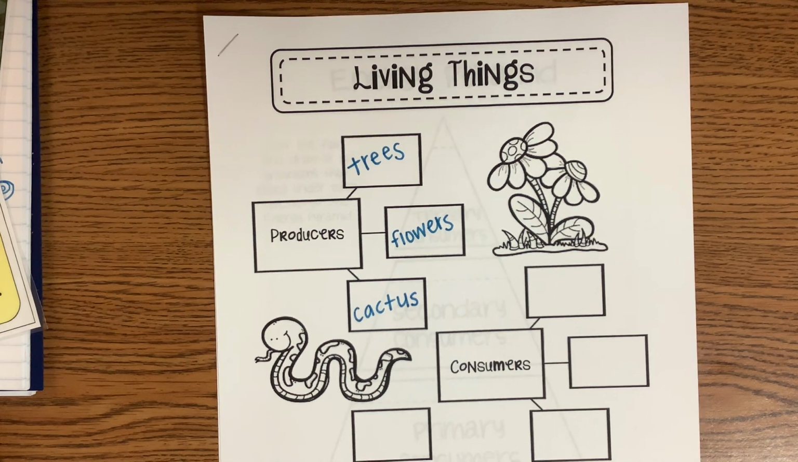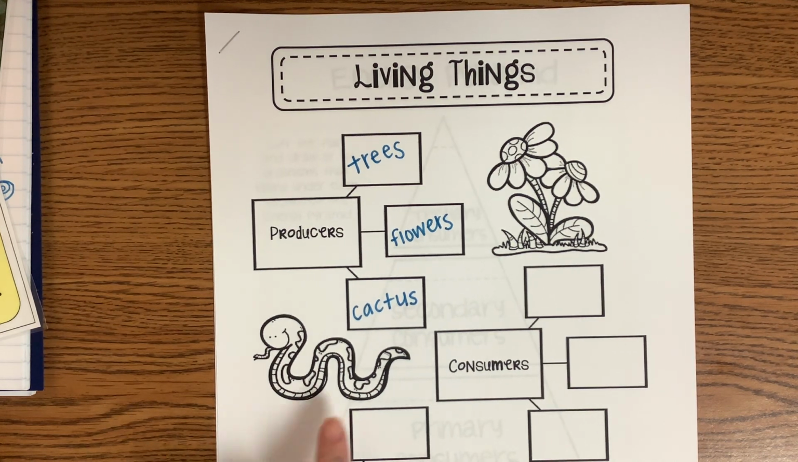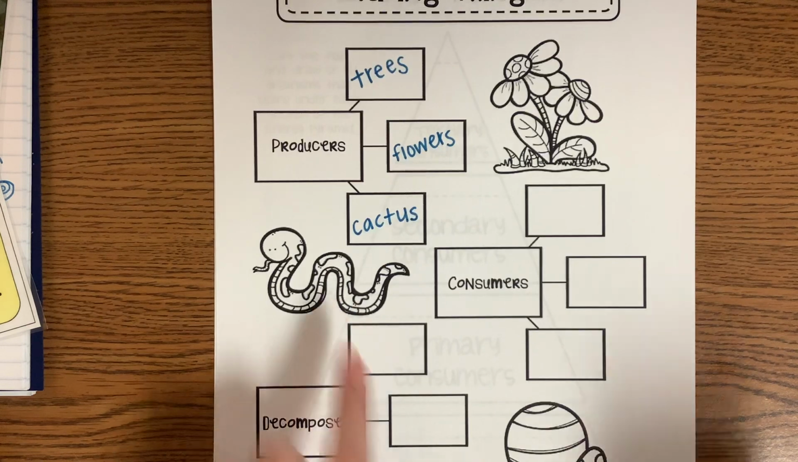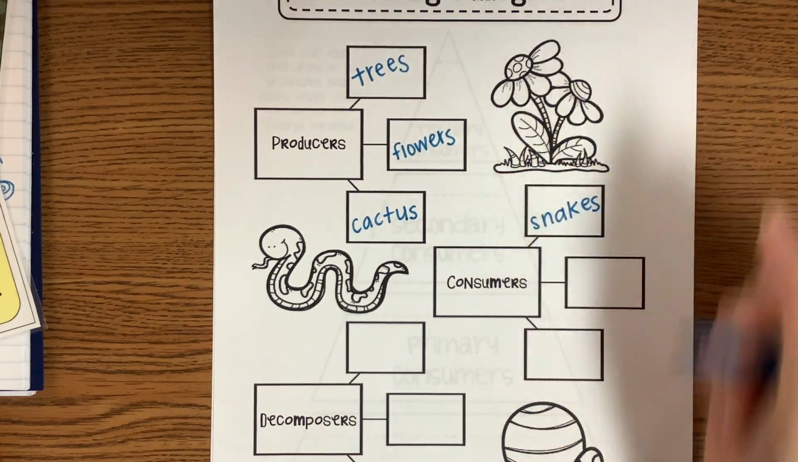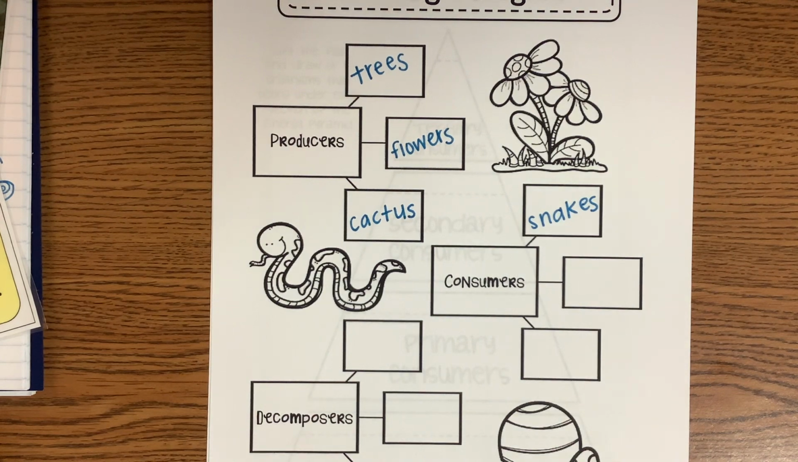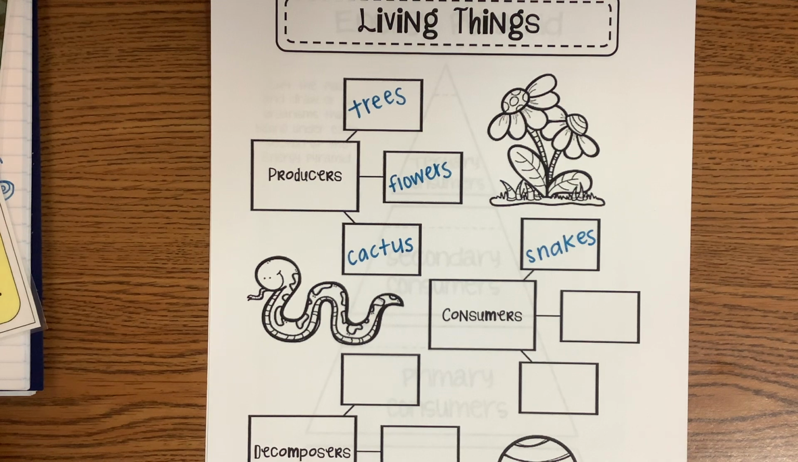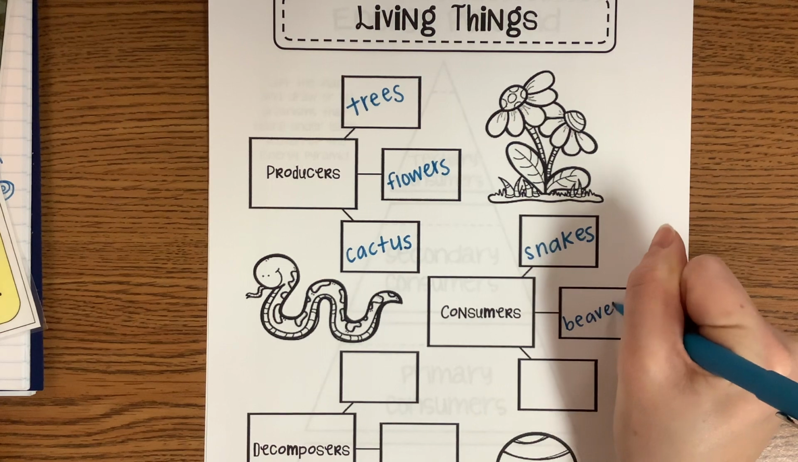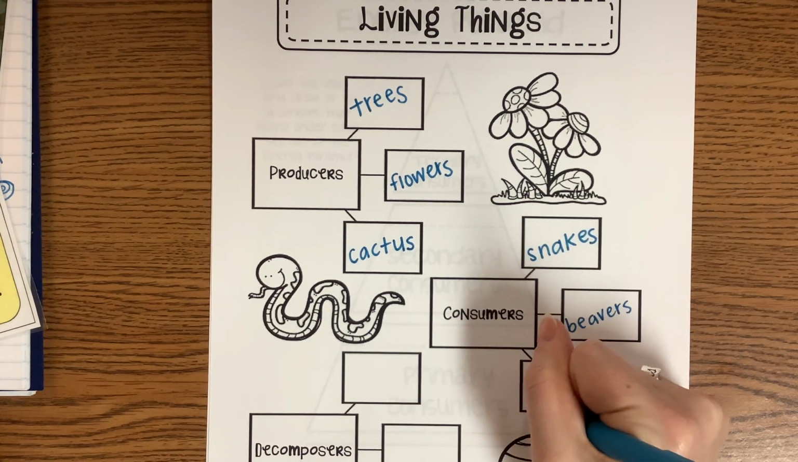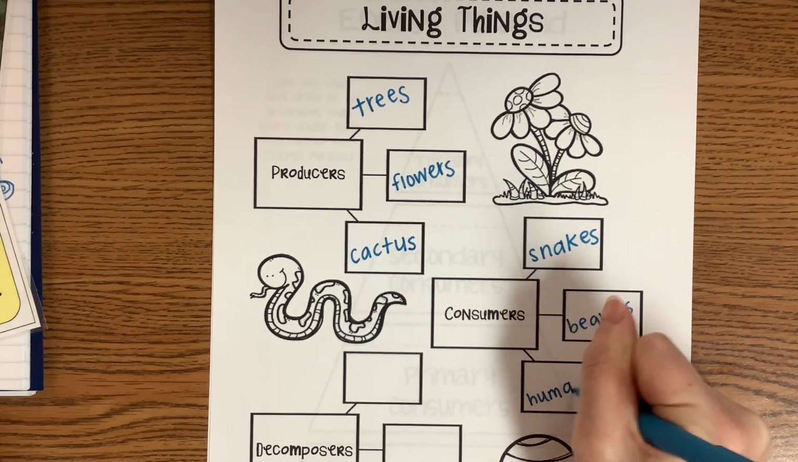Consumers. We have an example right here. A snake. A snake is a consumer. What else? Maybe beavers. I'm just listing things that consume. And I'm gonna write humans, because we're consumers.